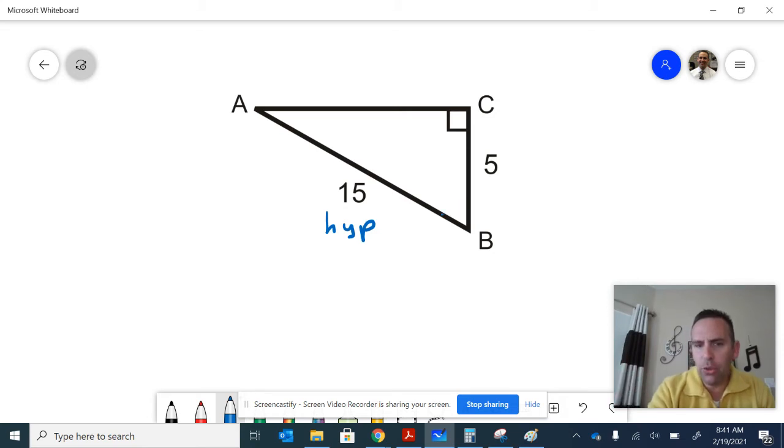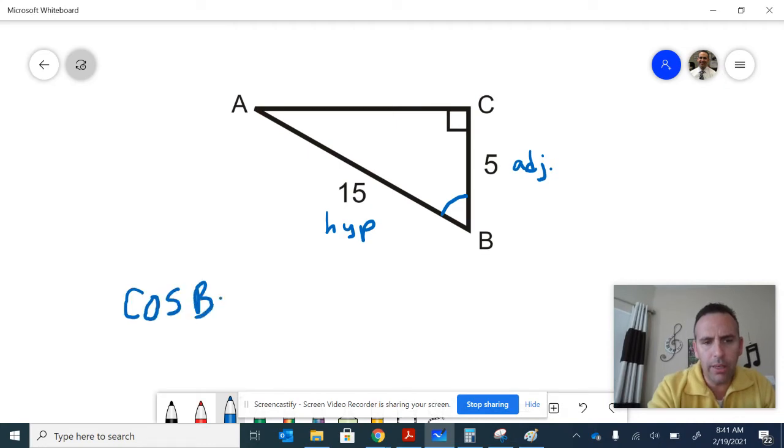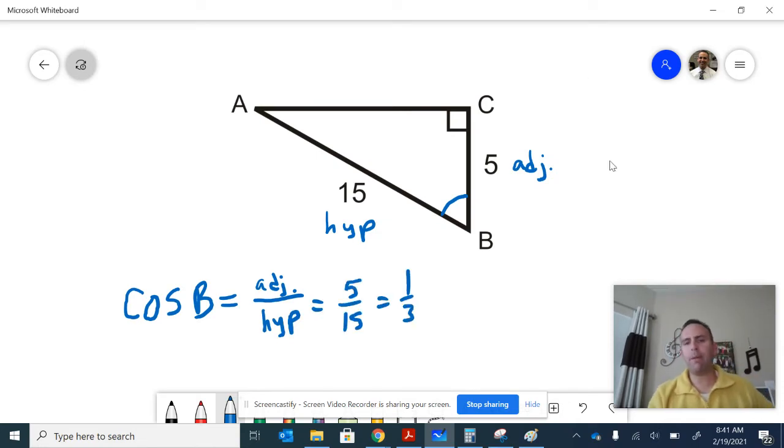So if I choose angle B, I have purposefully called the leg that's 5 the adjacent side. If I were to choose to talk about angle A, then the leg that's 5 would be called the opposite side. So now that I see the two sides labeled as adjacent and hypotenuse, I can just talk about the cosine of angle B. Cosine is defined as the adjacent side divided by the hypotenuse as a ratio. In this case, it will be 5 over 15, which simplifies to 1/3.